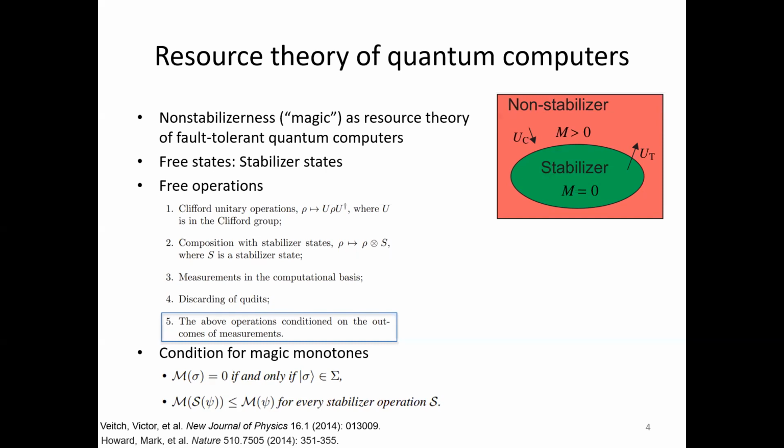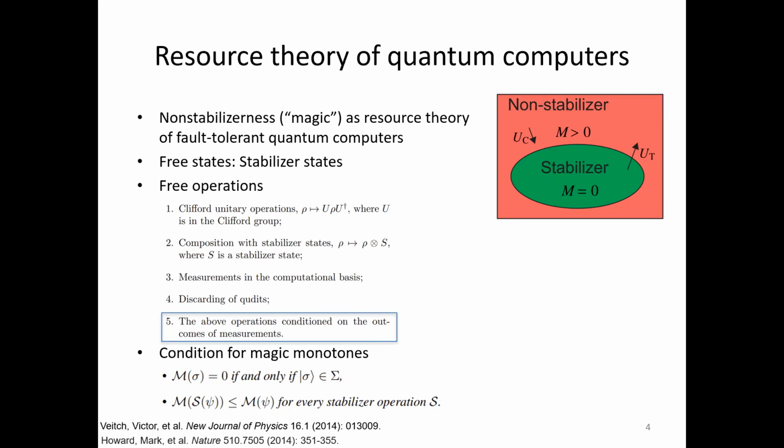Running a Clifford unitary is a free operation. Then composition with a stabilizer state, you just take a product state with another stabilizer state, is also a free operation. Measurements in a computational basis, so if you measure in the X, Y, or Z basis, that's free as well. The discarding of qubits, so you do a partial trace, is also free. You can always throw away qubits. And finally, the fifth one is the above operations conditional on the outcome of measurements.